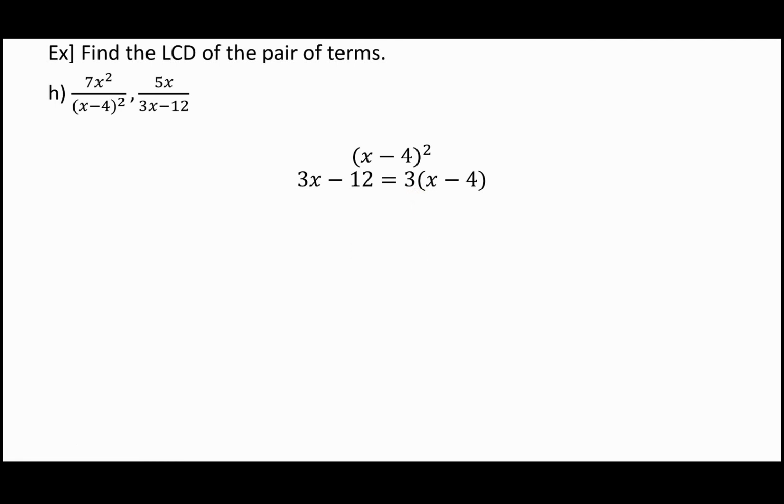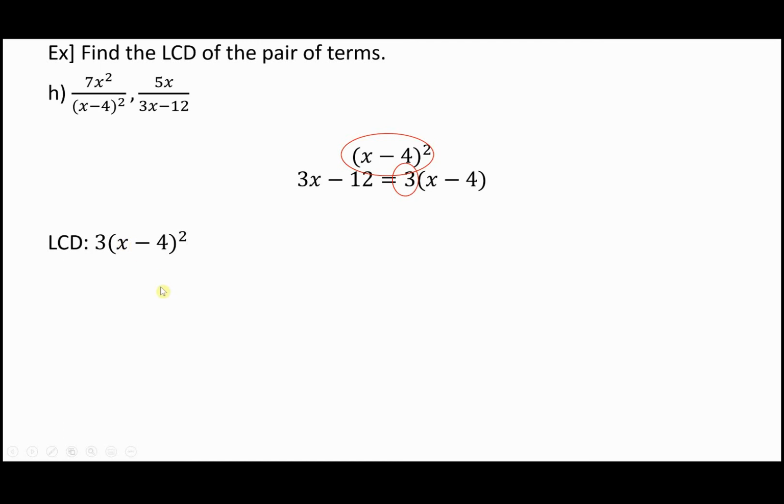So which factorization has the most iterations of the binomial factor x minus 4? Well, it's the squared one right here. So grab those 2 factors of x minus 4. Then the other distinct factor, that's the 3. Multiply those together, that gives you your LCD. And resist the urge to expand this out by performing the square of the binomial. Just leave it the way it is.